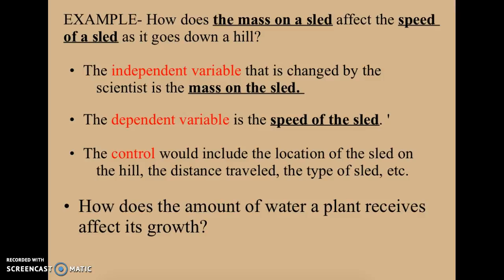So I want you to take a look at the last question here. How does the amount of water a plant receives affect its growth? You're going to take a look at this question and try to decide what the independent variable is, the dependent variable, and the control. So please look back over your factor or after your tree to decide what those three factors are. You may pause your video at this time.